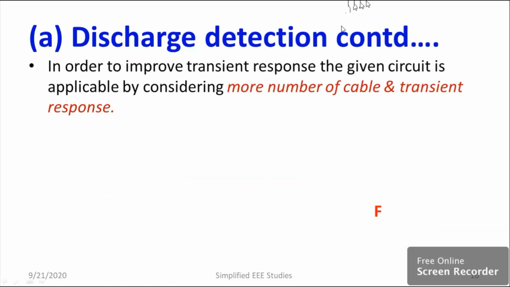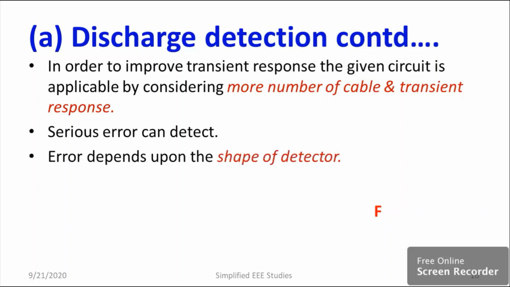In order to improve the transient response of the given circuit, you can connect more number of cables, and the transient response will be improved. Serious errors can be detected. That's another peculiarity: the error will depend on the shape of the detector. So the clarity and accuracy of the detector are also very important here. For testing of long cable, you can go for this method.